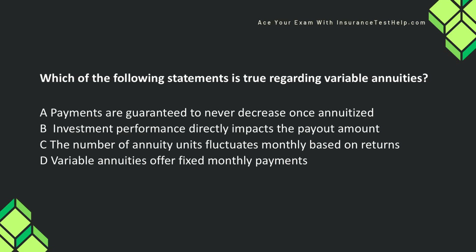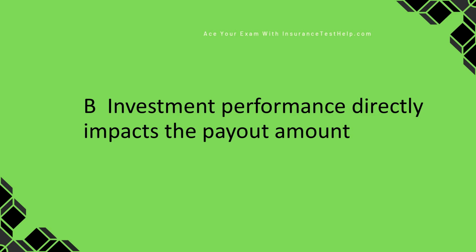Which one? This is a variable annuity, so investment performance directly impacts the payout amount. Remember, there's a separate account. That's where your investment performance is. The person that has the annuity assumes all of the investment risk of that separate account. So based on the performance of it, your payout's going to go up or down.